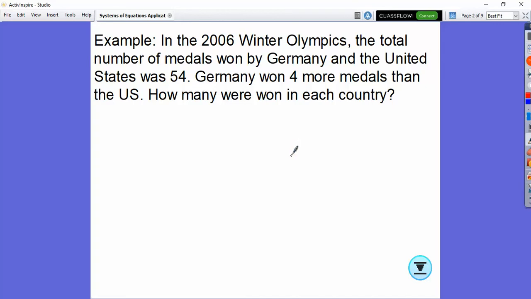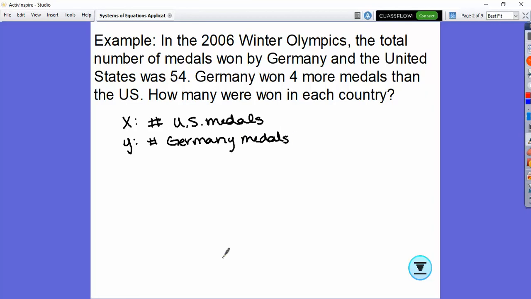All right. First thing, if you are going to have variables, you have to tell me what your variables are. I don't just want to see an X and a Y in there. So what are the two things we're trying to find? The amount of medals won by each country. Okay, so X could be US medals, the number of US medals. And then Y would be the number of Germany medals. So even if you don't do anything else, you get automatic points just for defining your variables.